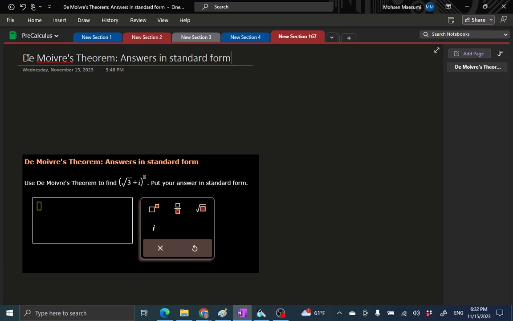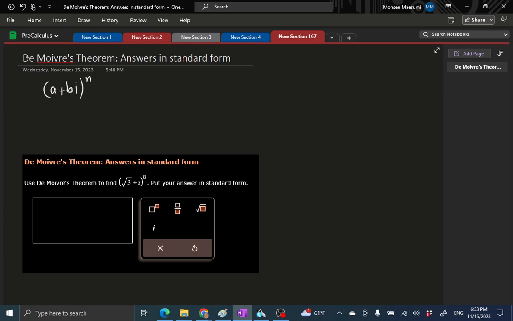Hi, welcome to Precalculus. Today's topic is de Moivre's theorem with answers in standard form. What this means is that we have a complex number in standard form, a plus bi, and we want to raise it to the power of n. We of course have two choices. One, we can use the binomial theorem and raise it to the power of n that way. However, this could take quite a long time. We want to create a shortcut, and the shortcut is through de Moivre's theorem.